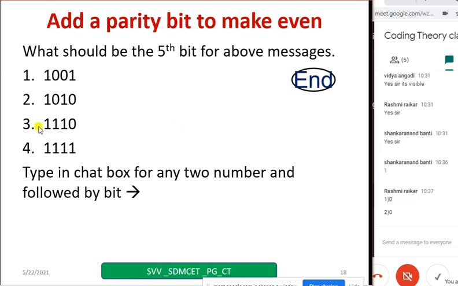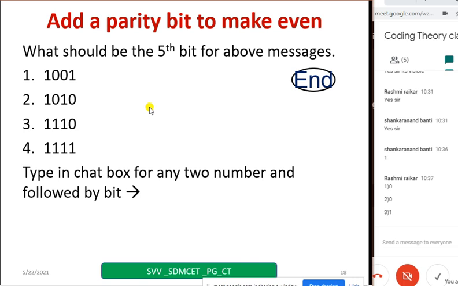And for example, 2 is also 0. Correct. And 3, what about others? Rashmi, Vidya. Rashmi is typing. Vidya, Shankarananda. Third and fourth, I want you people to type fast so that you can go. I think Rashmi is typing all.